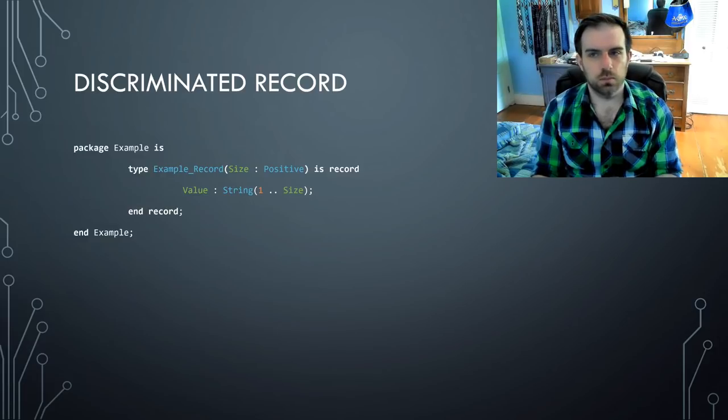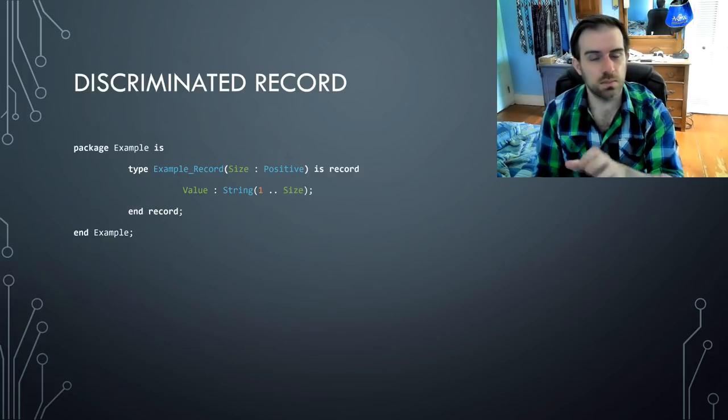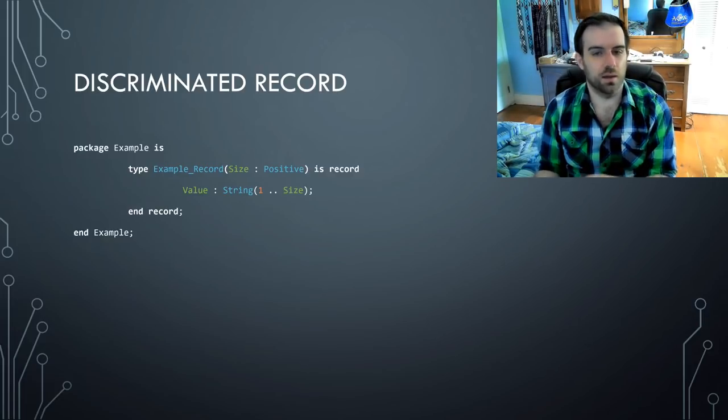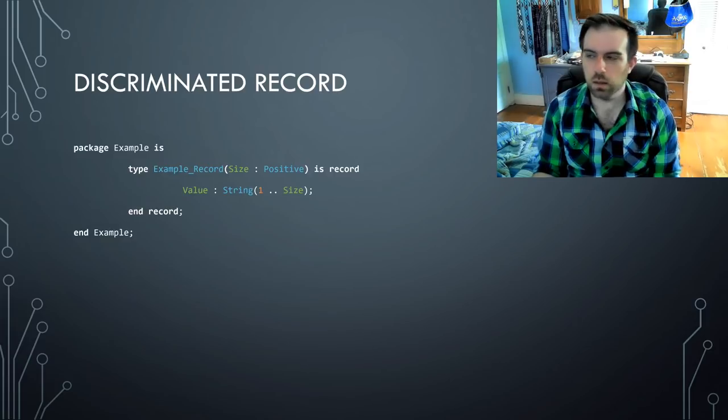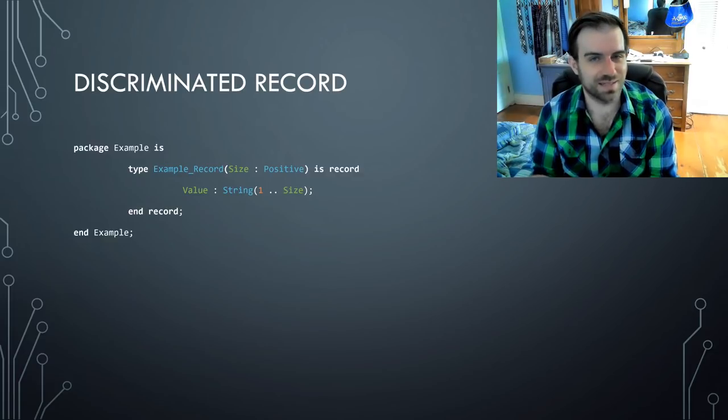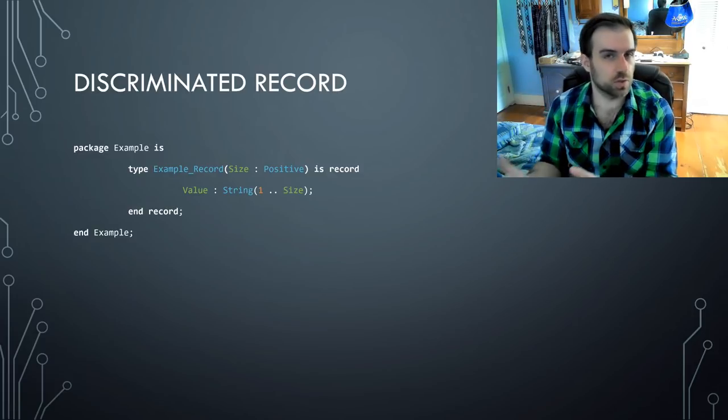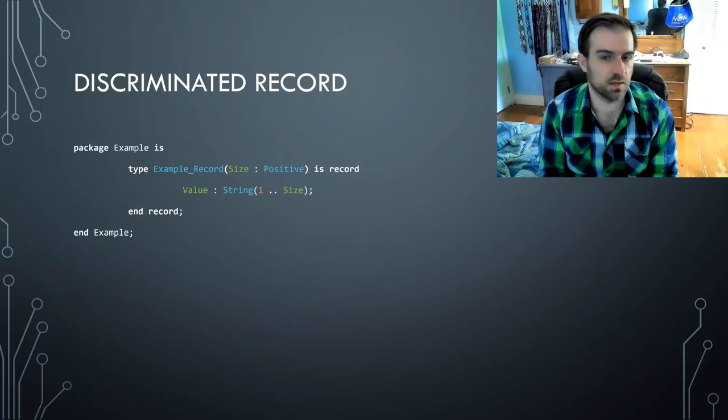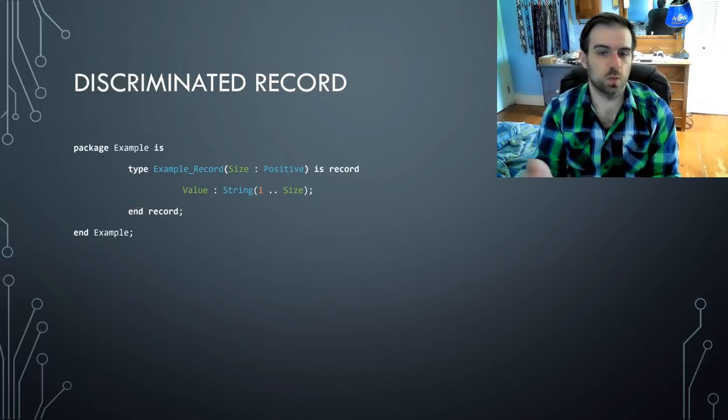Sometimes this is used just as a mandatory initial value that needs to be set, but it can be used to modify other values. I'm saying value because that's what it's called here, but other properties within the record, other fields, other entries, whatever you want to refer to them as. In this instance, the actual length of value, because remember, strings are arrays, they have to have a defined size, and since we're not assigning it, it can't determine the size, so you need to tell it the size. In this instance, we're actually telling it the size in the discriminant.